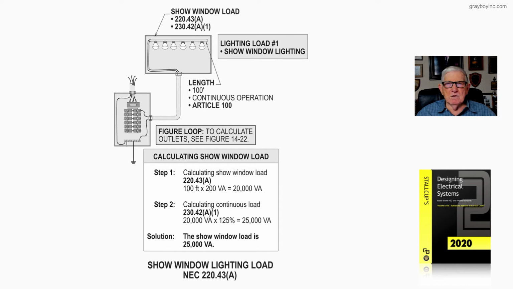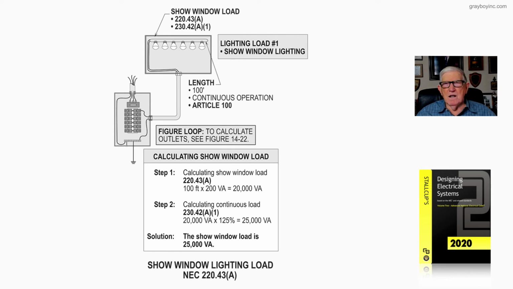Now, to calculate the show window load, step 1, 220.43(A), we take 200 VA times 100 foot, we come up with 20,000. But this is a commercial show window, and it's going to be used as continuous. In other words, it's going to be burning all night long commercially. So we take 20,000 times 125%, 25,000. And the show window load would naturally be in the solution 25,000 VA.